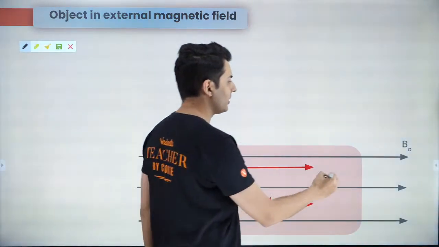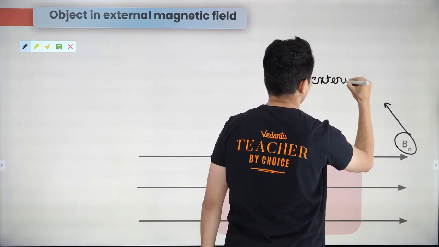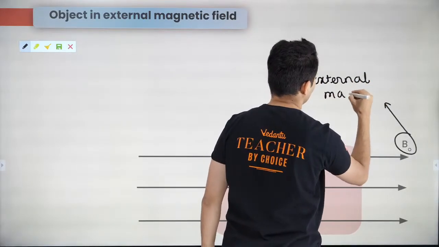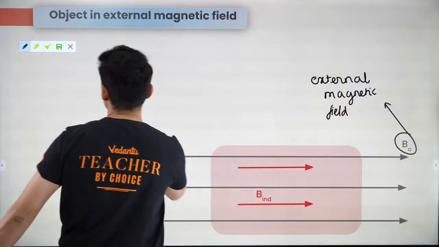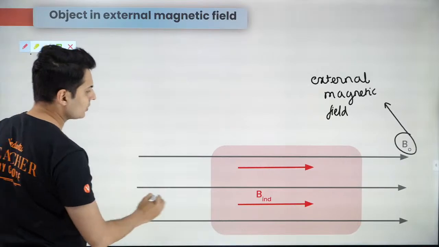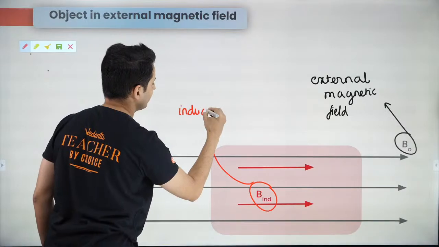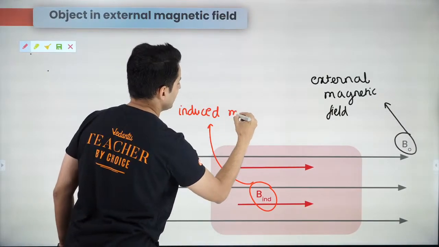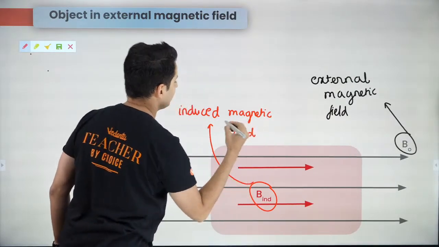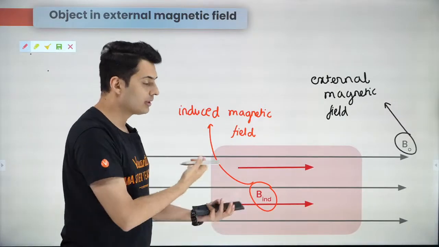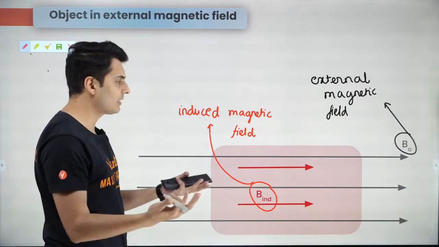So what is this B0? This B0 is nothing but your external magnetic field. Then what is this B induced? This is nothing but the induced magnetic field. All right, this is your induced magnetic field because of the atoms, because of the molecules, because of the structure, the way it is. It can be in this direction or it can be in this direction, depends, guys.